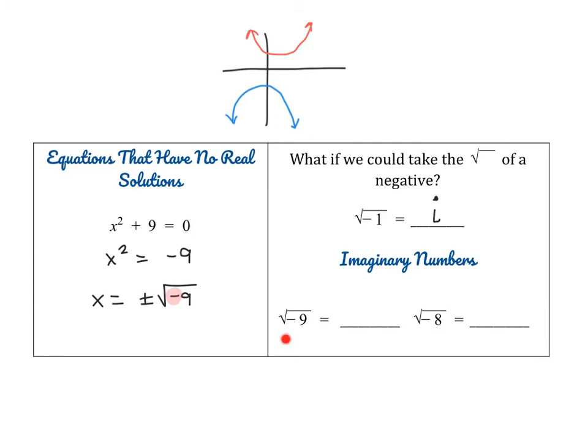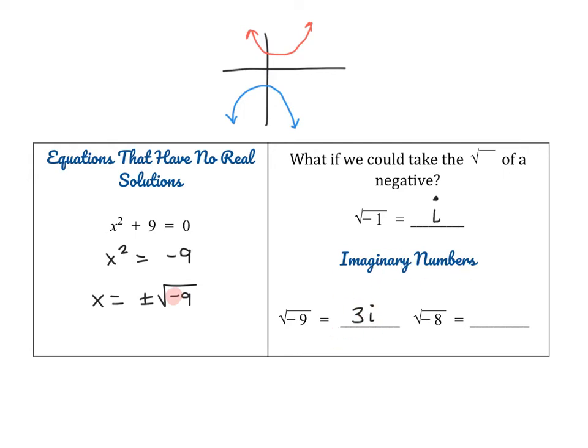So here's how imaginary numbers work. Essentially, anytime you see a negative inside your square root, you're going to write an i on the outside. So the i gets rid of the negative. And so then this would just be the square root of 9, which is 3. So we say 3i. Again, this is not a real number.